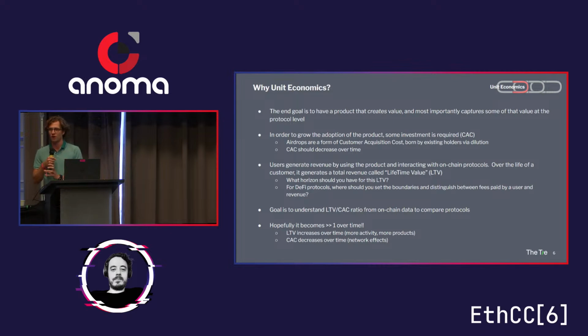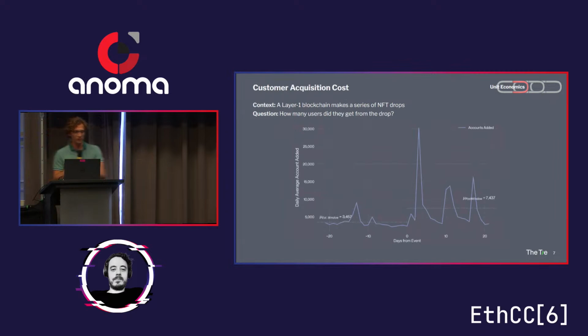But how can you derive an idea of what your unit economics are from the on-chain data? Well, we'll get a bit later into the usage part, but that's a bit different, right? What is the cost of customer acquisition? One very neat example is, let's say you have a layer 1 blockchain that does a series of NFT drops to engage people more and get new users on their blockchain. What we can do is go through all the events and look at what the average impact on the number of users on that blockchain is.